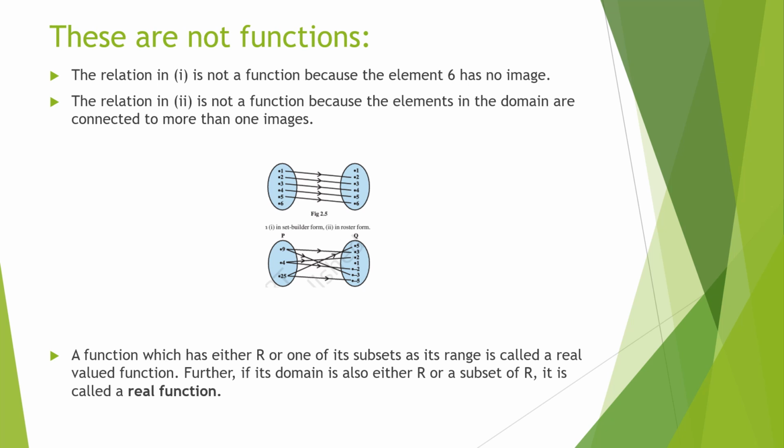So whenever you have to find out whether it is a function or not, remember these things: first, in the set A, every element should have an image, and second, no two ordered pairs should have the first element same. Now a function which has either R or one of its subsets as its range is called a real valued function. Further, if its domain is also either R or a subset of R, it is called a real function.